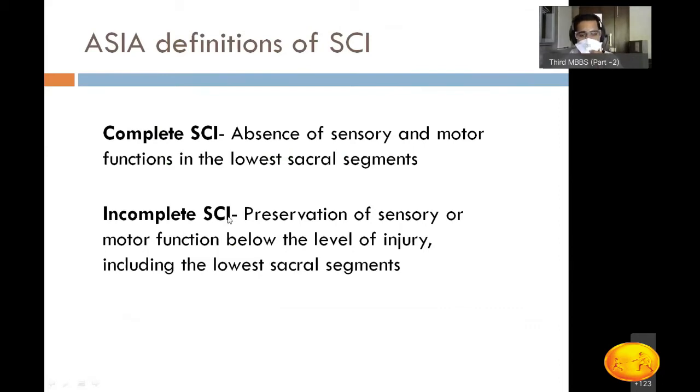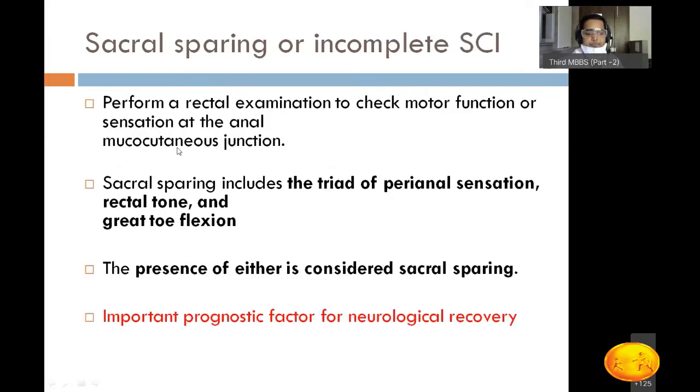So if the lower sacral segments are preserved from the injury, it is called an incomplete spinal cord injury. And if all the sacral segments are also not showing any sensory or motor function, it is called a complete spinal cord injury. So incomplete spinal cord injury is called sacral sparing.